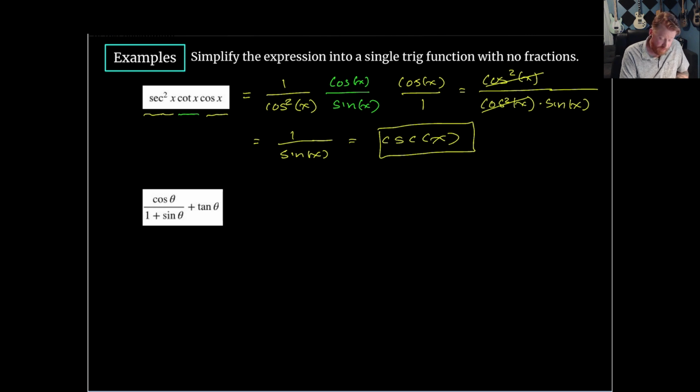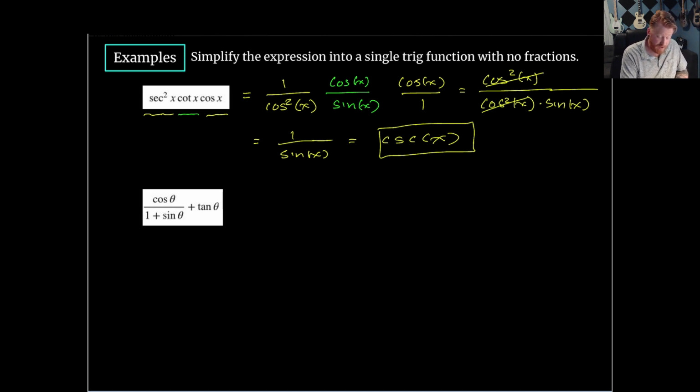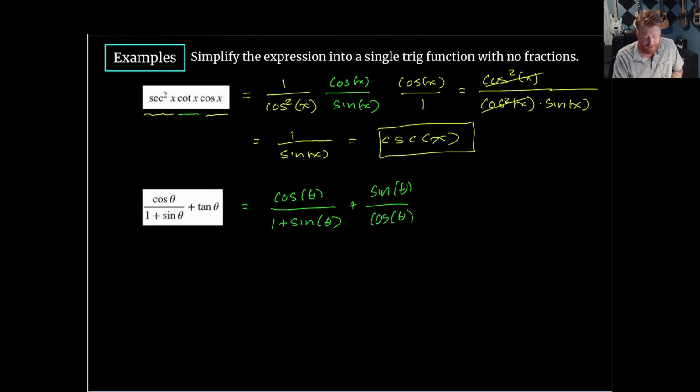All right, looking at this next one here, a little more tricky looking, so maybe we get some different strategies, but let's find out. We'll switch colors. It says cosine of theta over 1 plus sine theta is equal to the tangent of theta. So I think a good first strategy here is just to rewrite things. We're going to rewrite tangent theta. So let's keep cosine theta over 1 plus sine theta. And then we'll rewrite tangent theta with its quotient identity as sine of theta over cosine theta.